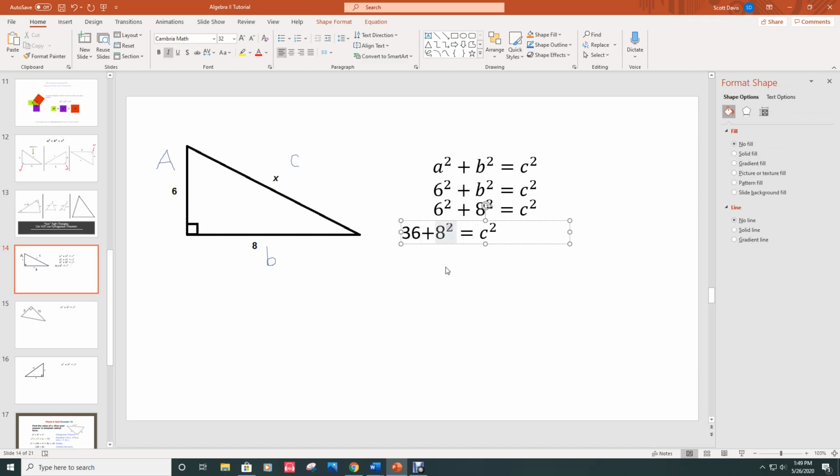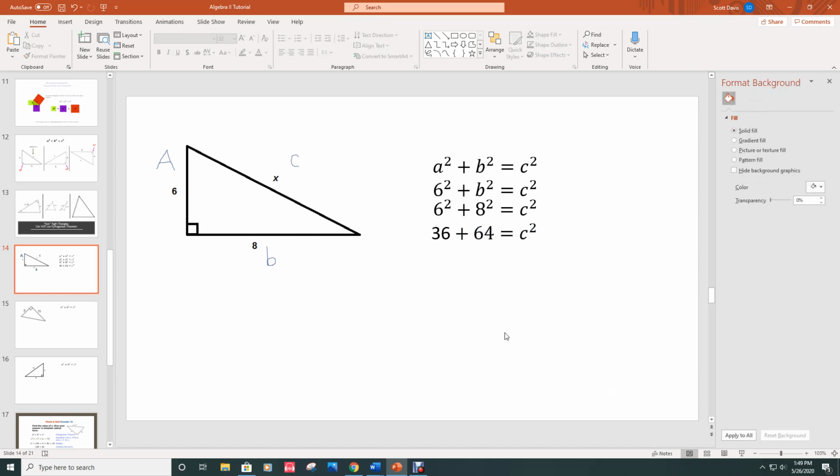And then 8 squared is 64. Let me move this over here so we don't get confused. Okay, and then I'll carry down that C squared. Now what I was trying to say was I would not recommend trying to, in your head, say, okay, I know 6 squared is this and I know 8 squared is this, so I'm going to go ahead and add them together right now. I would write it down.